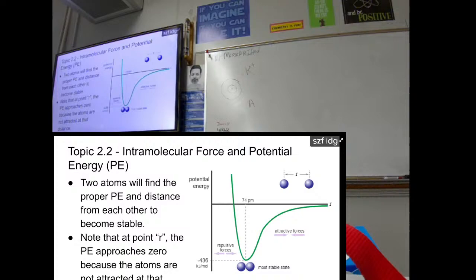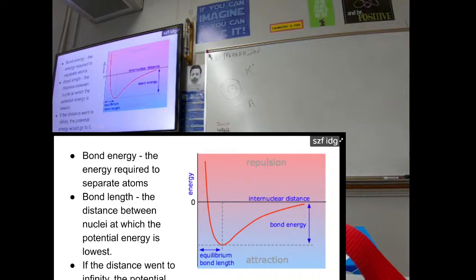Okay. Bond energy. Okay, guys, we don't have time to keep quieting you down, so listen carefully on this. Bond energy is the energy required to separate atoms. So to get them apart requires energy going in. To get them together, it's exothermic. They release energy if they want to get together. Trying to get them apart takes energy. That energy is called bond energy.